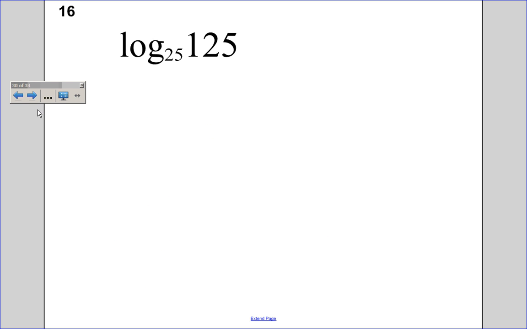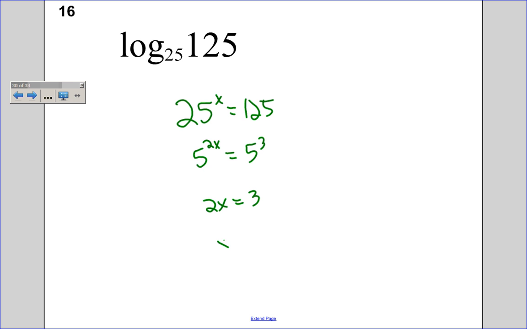Alright, try this one on your own. 25 to the x power is equal to 125. So that's going to be 5 to the 2x equals 5 to the third power. So 2x is equal to 3. Divide by 2 on both sides, and x equals 3 halves.